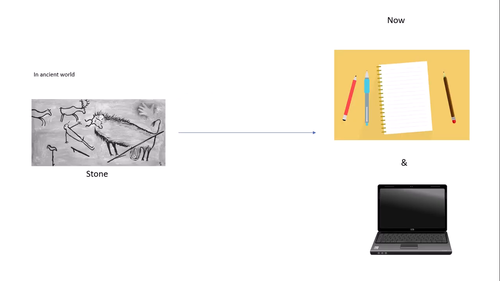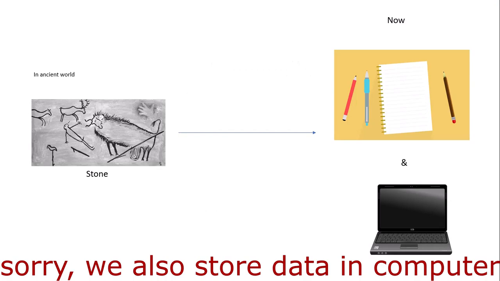In the ancient world, millions of years ago, people used to store the data by making drawings on stone, caves, and trees. This is how people used to store the data in the ancient world. Nowadays, in the modern world, we store the information in a notebook. We take a pen and write in the notebook, and we also store the information in the computer.